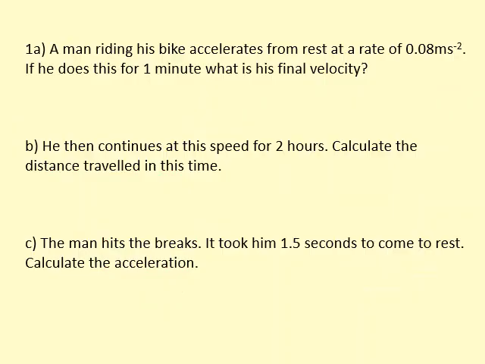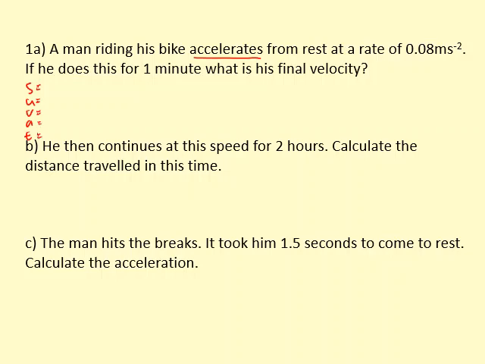Okay, so we're going to have this person riding a bike. He accelerates from rest at a rate of 0.08 meters per second squared. If he does this for 1 minute, what is his final velocity? So we know he's accelerating, so we have to use the second equation we looked at. And how you set that up is you write S, U, V, A, T, each one representing displacement, initial speed, final speed, acceleration and time.